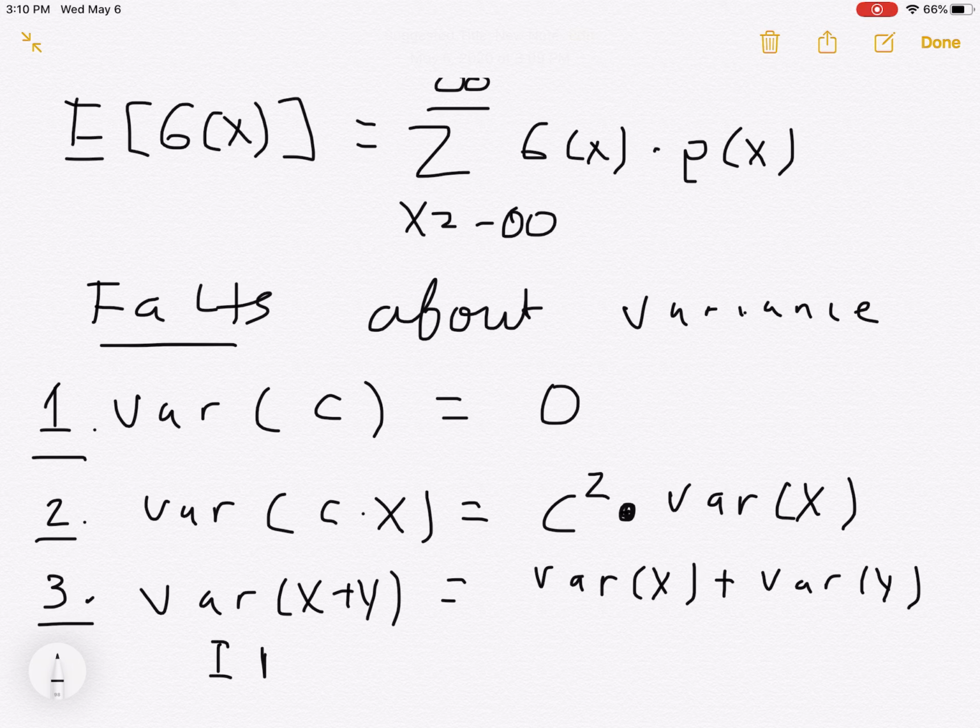if x and y are independent. Okay, and these are three very important facts. You may have to use them on your homework, on your exam, so just take note of them.